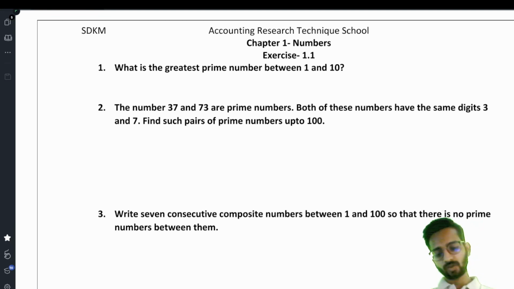Question number 1 is, what is the greatest prime number? We all know the prime numbers between 1 and 10 are 2, 3, 5, 7. So, the greatest prime number we have here is 7.